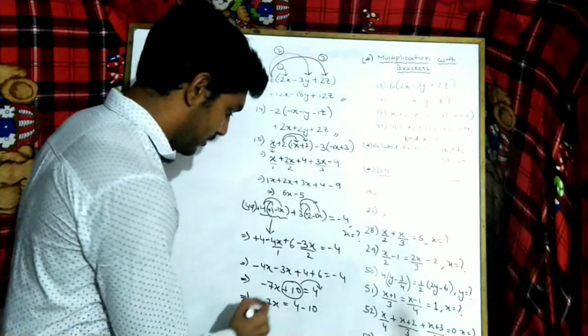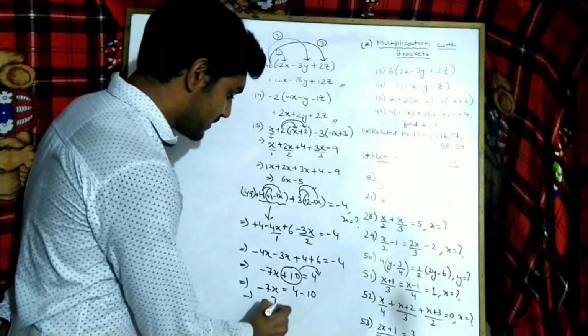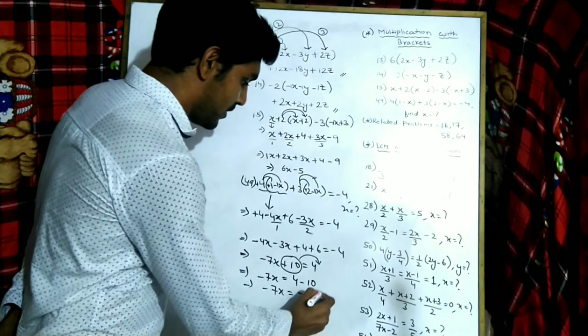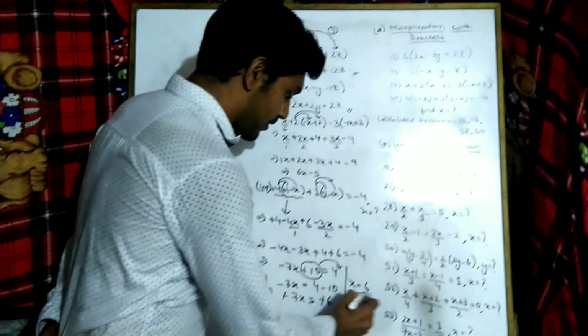Okay? Now minus 7x is equal to minus 6. So it comes x is equal to, now remember one thing, if both are having a minus sign and in between is equal to is there, then you have to cancel this. Okay? Now x is equal to this multiplication now. So multiply both that side becomes division. Okay, so this is the answer.